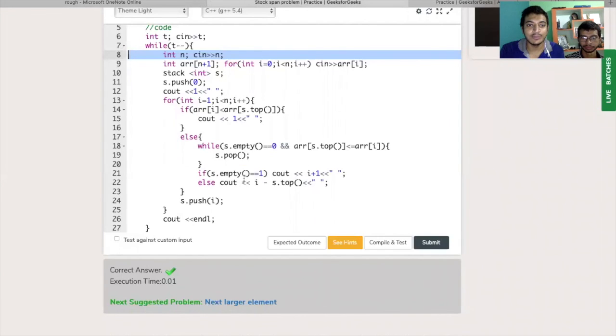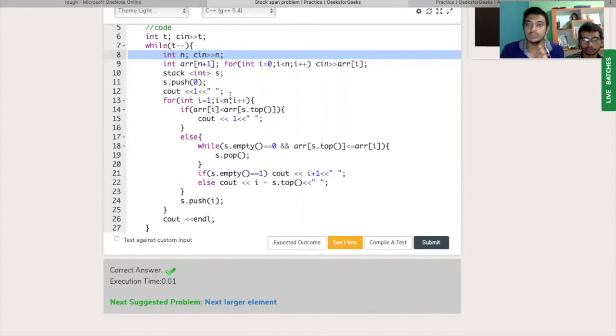So we'll print i plus 1, and in the else part it will be i minus s dot top, because at the index s dot top we have a greater element, right? So we do i minus s dot top, that will include the current element i, and go up till s dot top, not including s dot top. So that's why i minus s dot top.